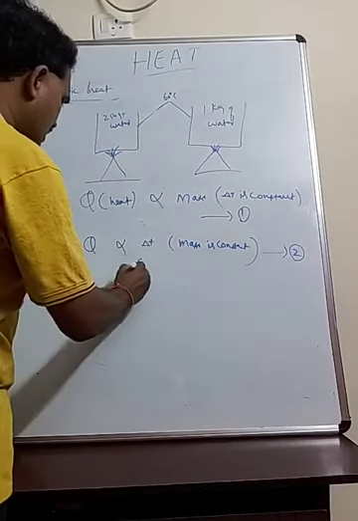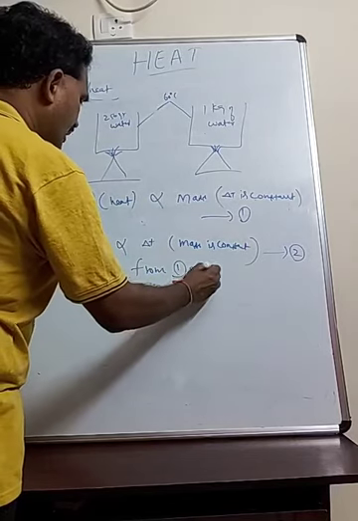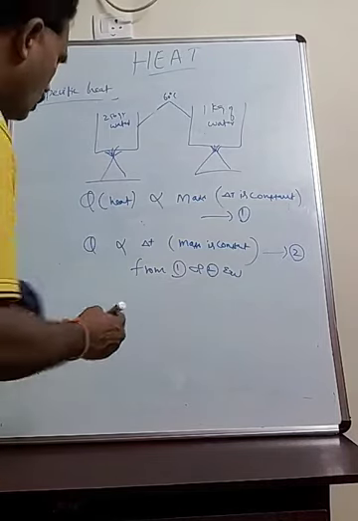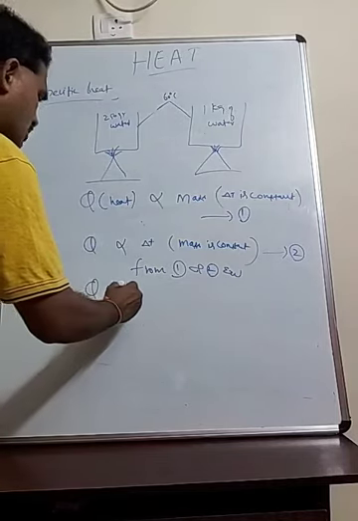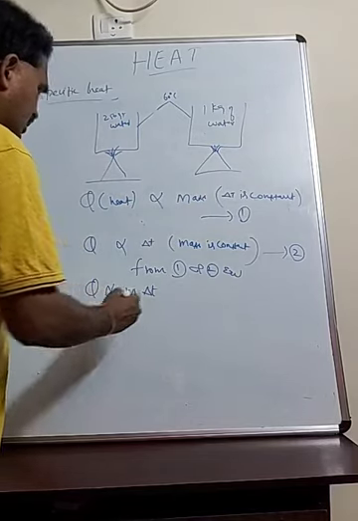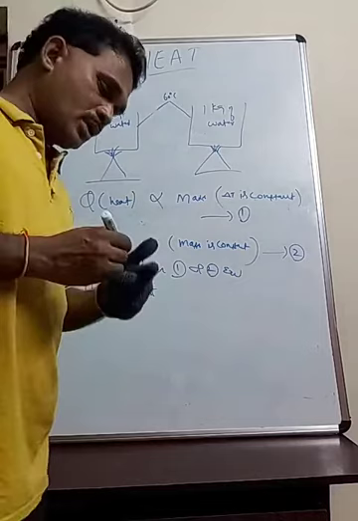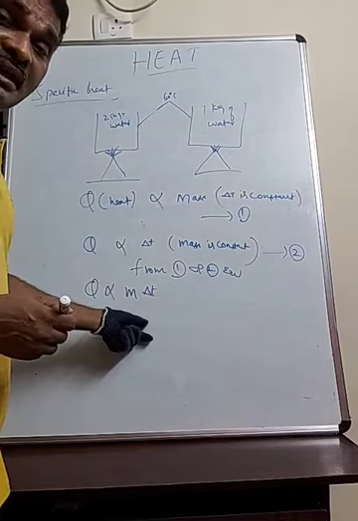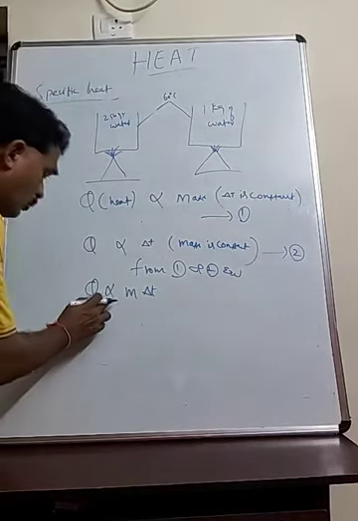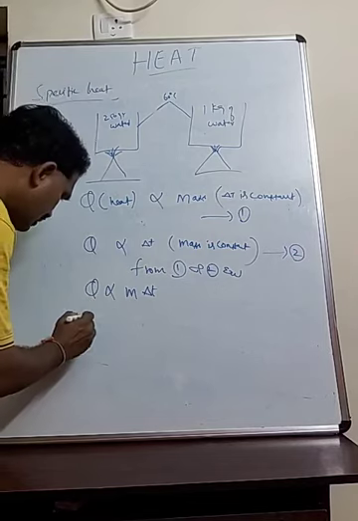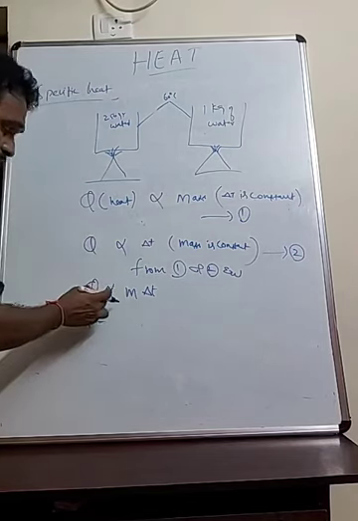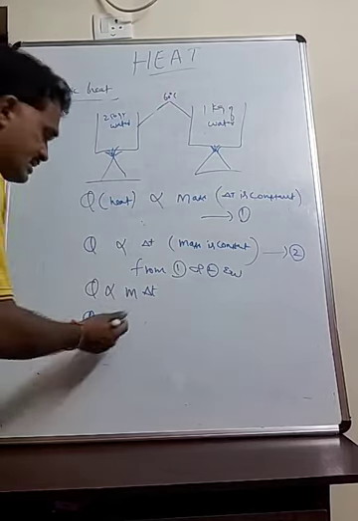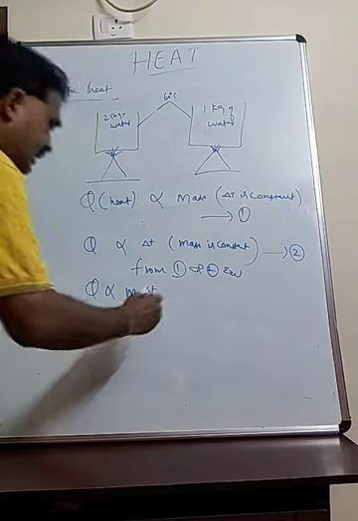From equations 1 and 2, we can conclude that Q is directly proportional to M delta T. As already defined, Q is heat, M is mass, and delta T means change in temperature. So Q is directly proportional to M delta T. Here we need to focus more. Now I am removing the proportional sign and giving an equal sign. Then we have to add a constant. That constant is S. So we write S into M delta T.